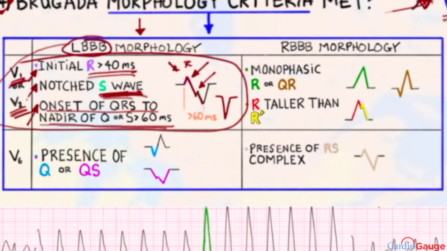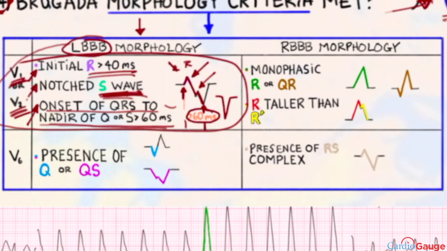But this one here has an R. So the onset of the QRS is here, and then the nadir of the Q or S, in this instance it's an S. Here's the nadir. If this time is greater than 60 milliseconds, VT.